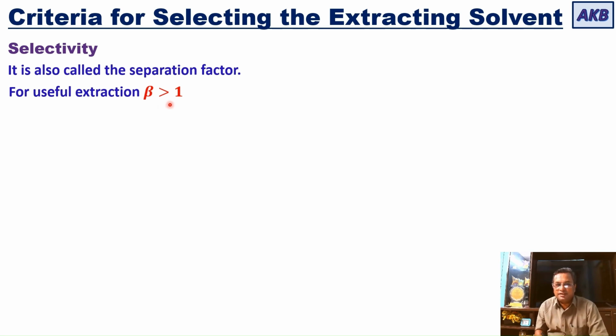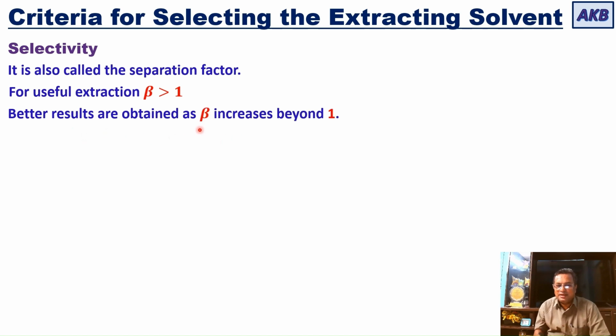It has to be greater than 1. That is important. Then and then only you can have full extraction. You will be able to extract solute from the feed solution. So beta has to be greater than 1. That is the important thing. So better results are obtained as beta increases beyond 1.